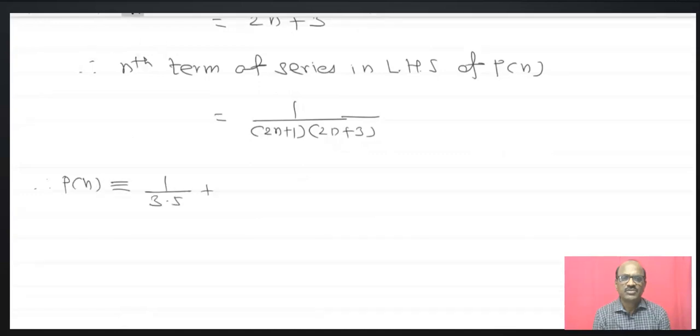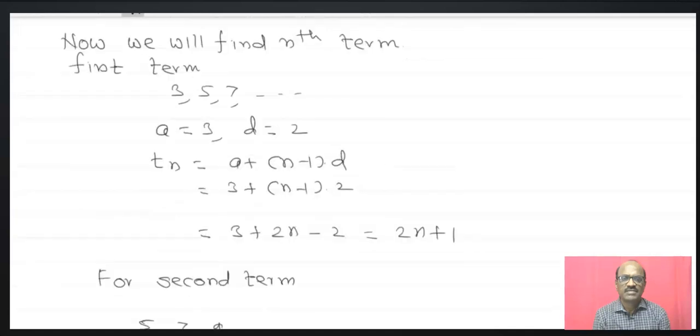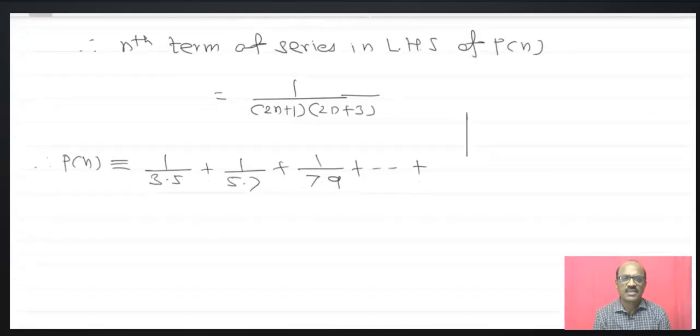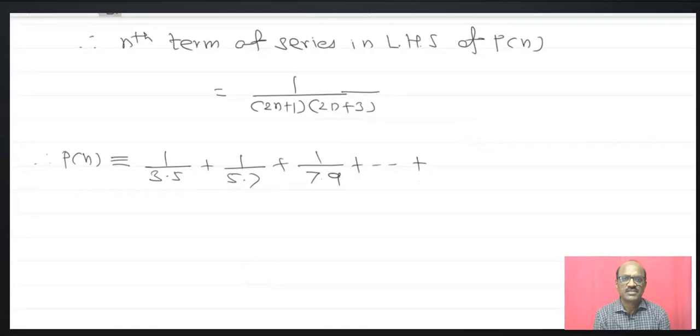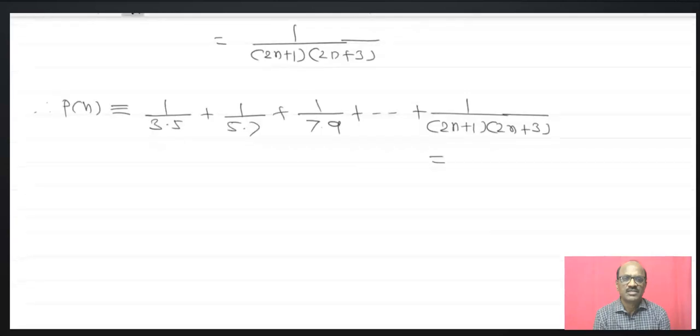Therefore, P(n) is equal to 1 upon 3.5 plus 1 upon 5.7 plus 1 upon 7.9 plus dash dash plus 1 upon (2n plus 1) into (2n plus 3), that is equal to n upon 3 into (2n plus 3).